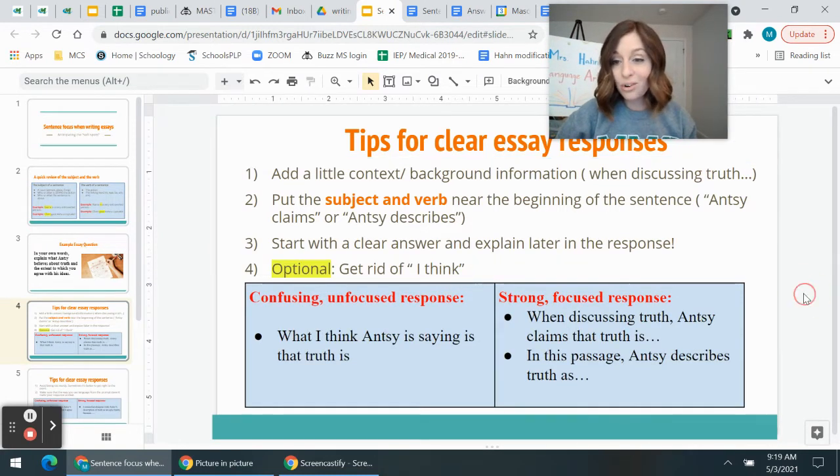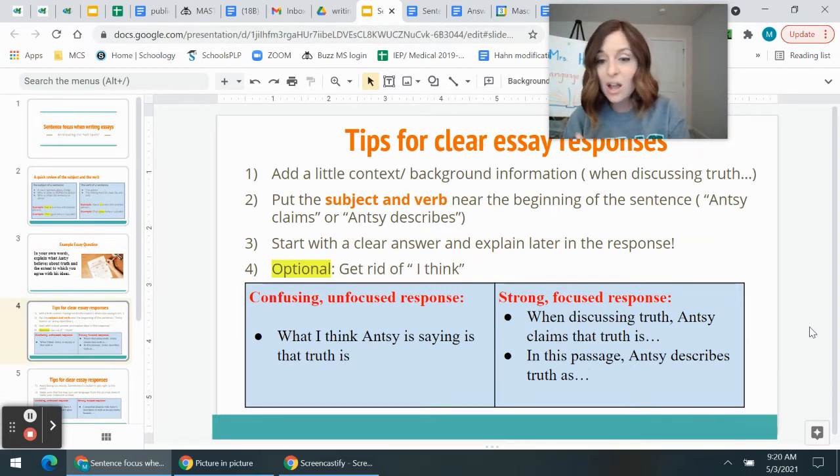But sometimes your answer could actually be a little bit more to the point and a little bit more clear when you just say it. Instead of saying, "I think Antsy claims truth is this," you could just say, "When he's discussing truth, Antsy says that truth is this." In the passage, Antsy describes truth as blank. You could say, "In the passage, I think Antsy describes truth as blank," but you don't need to. I already know that's your idea because you're writing the essay response.